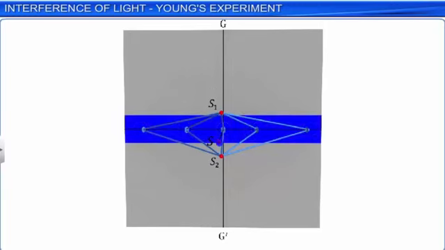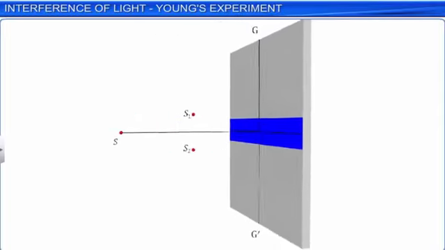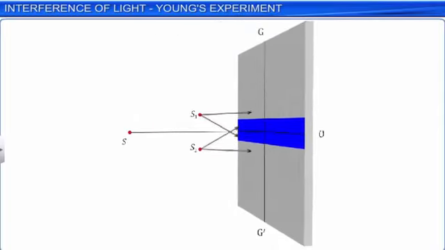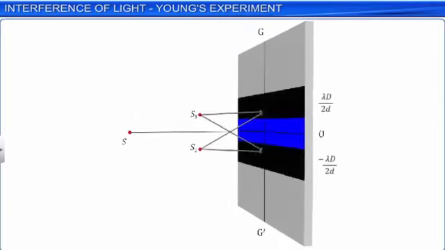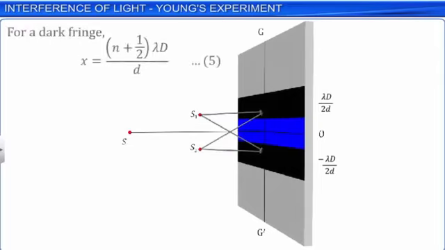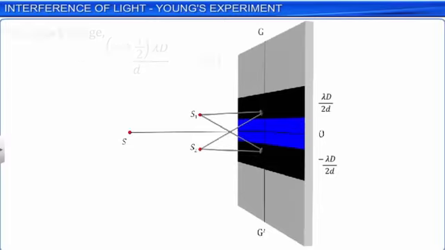On either side of this central bright fringe, we will have dark fringes. If n is taken as 0 in equation 5, we get the value of x equal to λD/2d. Likewise, we will have alternate dark and bright fringes on either side of the central bright fringe.